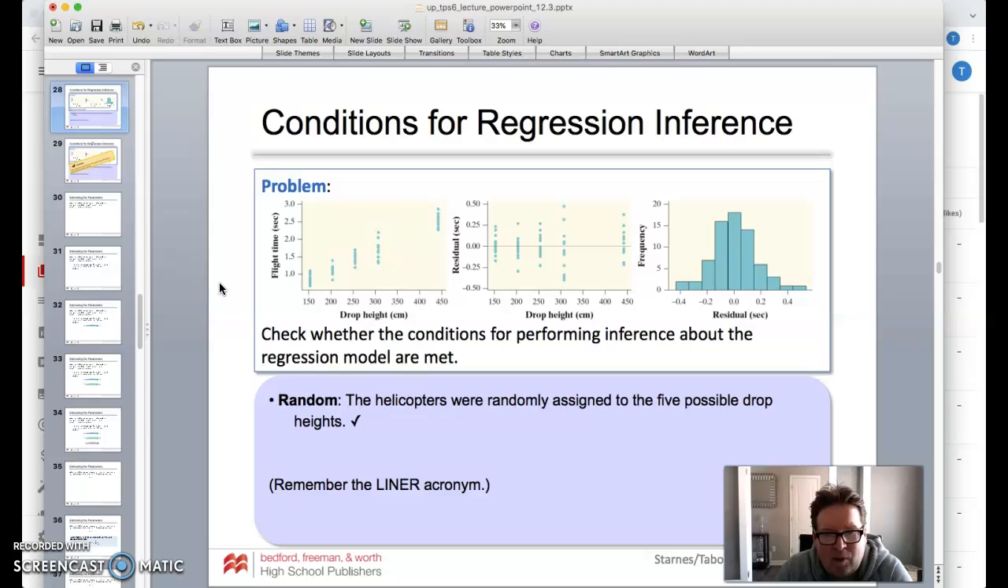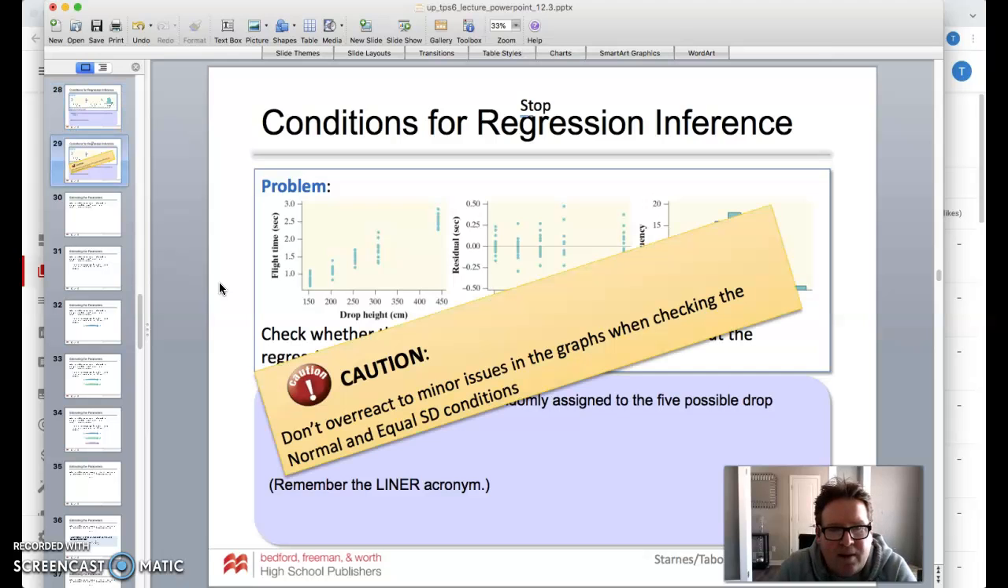So remember, LINER, that's what we're looking for. Those are the conditions that we're looking into. And just remember, don't overreact to minor issues in the graphs when checking normal. It's got to be strong, and it's got to be really blatant. So don't overreact to those types of things.